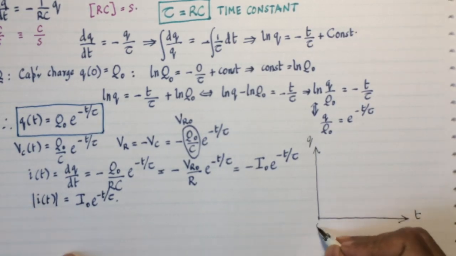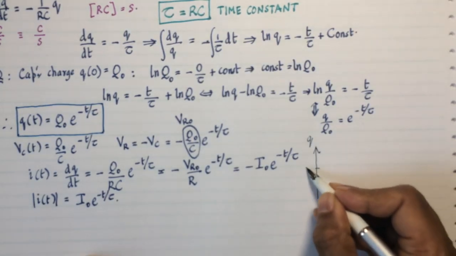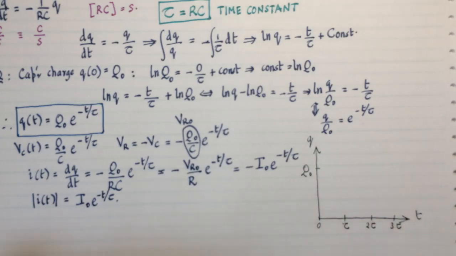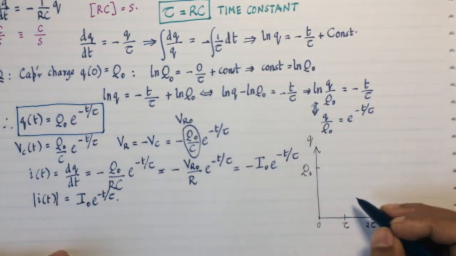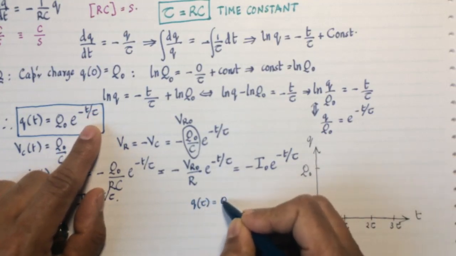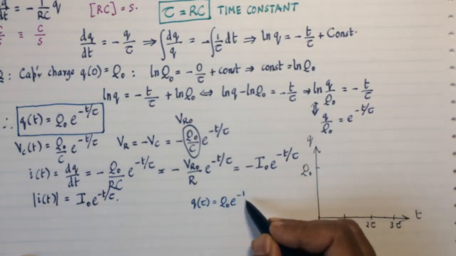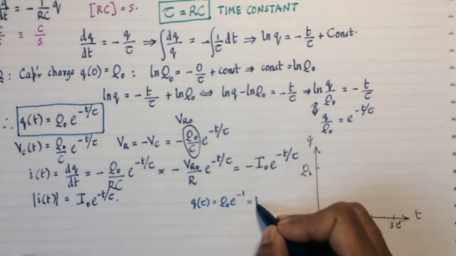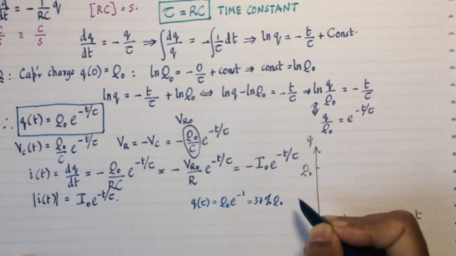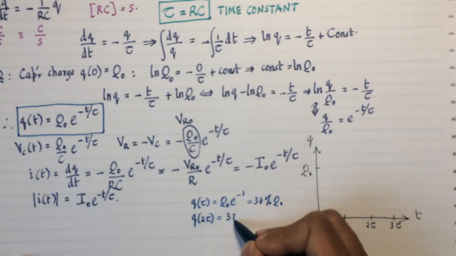So Q as a function of time. Let's plot in the units of time constant: 1 time constant, 2 time constants, 3 time constants, and so on. It's going to start off with some initial charge Q naught at time 0. Now how does it go as time progresses? Well, at t equals tau, Q of tau is going to be Q naught e to the power minus 1. Now if you take a calculator and calculate e to the power minus 1, it's approximately 0.37. So this is going to be 37% of Q naught. And if you take Q of 2 time constants, it's going to be 37% of 37%.